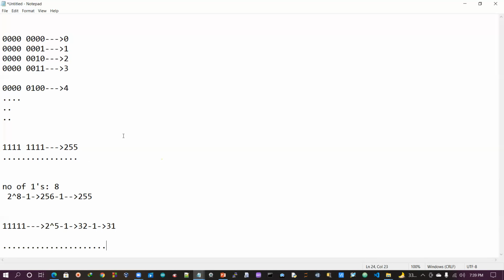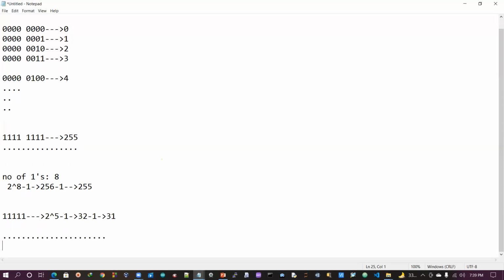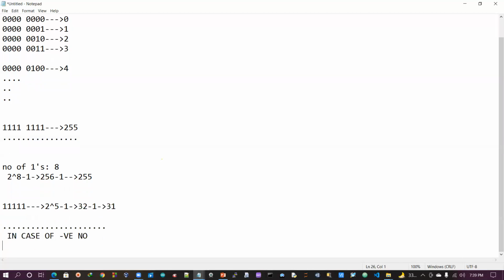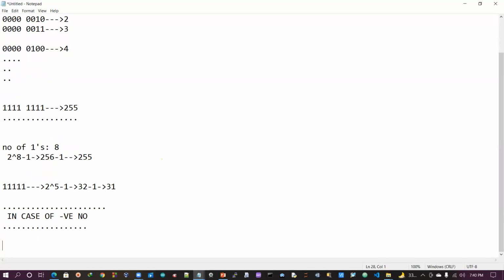Now see here, in case of a negative number, what is the concept? I am just trying to convince you in short. As I told you, in case of a negative number, the last bit is used for storing the sign, not for the data. Okay.